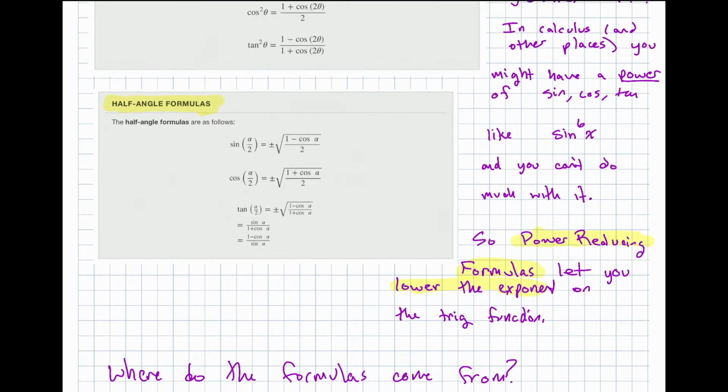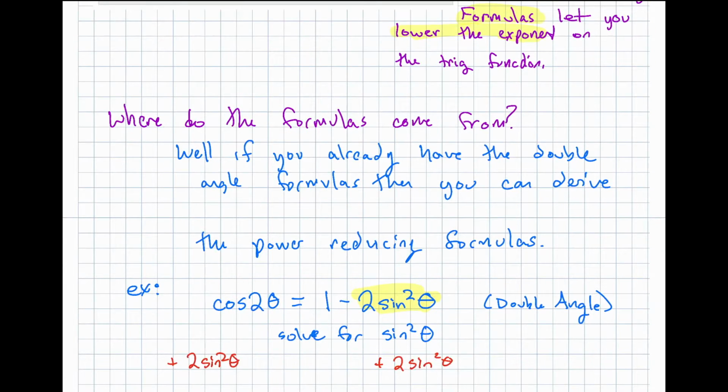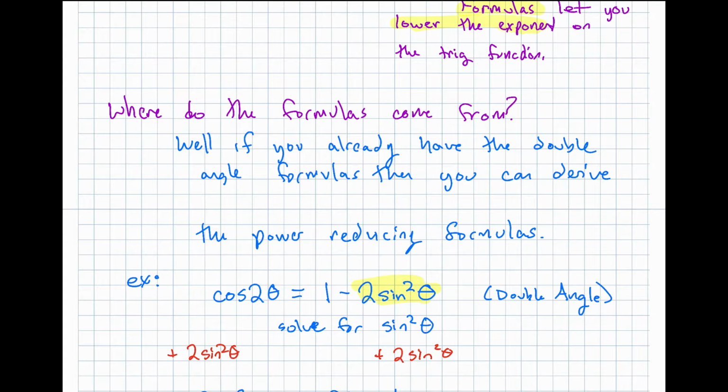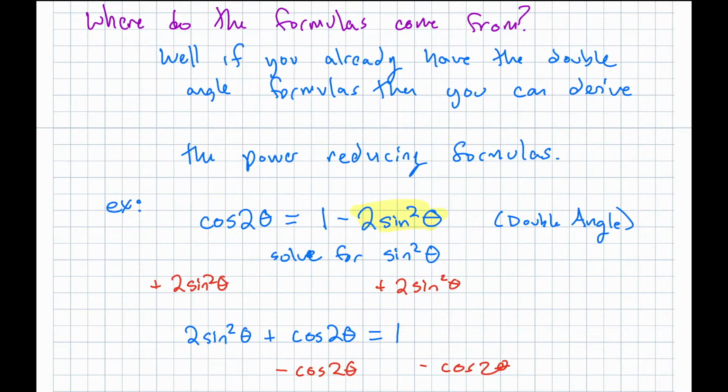So let's talk about them. The first thing we want to talk about is where the formulas come from. The power reducing formulas come from the half angle formulas, and also from the double angle formulas. So here's an example of where you get the power reducing formulas from.